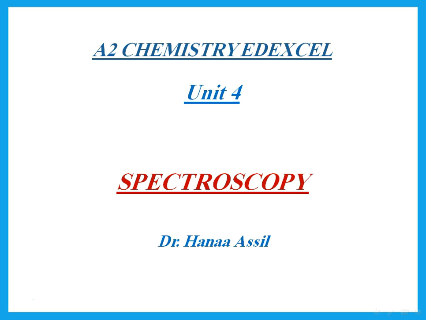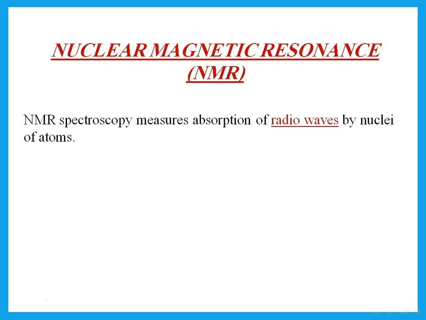This is Unit 4 of A2 Chemistry at Excel, and we're talking about spectroscopy. Remember that spectroscopy includes mass spectrometry, proton NMR, carbon-13 NMR, and infrared radiation. Another kind of spectrum is nuclear magnetic resonance, or NMR. NMR is a kind of spectroscopy that measures absorption of radio waves by the nuclei of atoms.